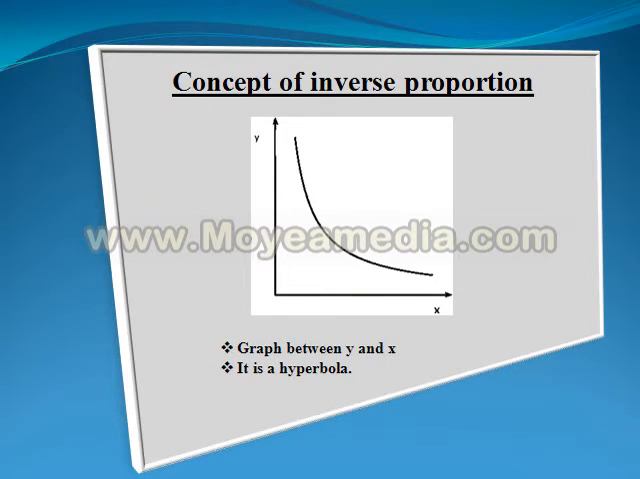While if you plot the graph between y and x, meaning the values of y on one axis and the values of x on the other axis, you'll come up with the hyperbola. This is the shape of the hyperbola. In fact, kind of half of the hyperbola, you could say. It's not a curve over here.